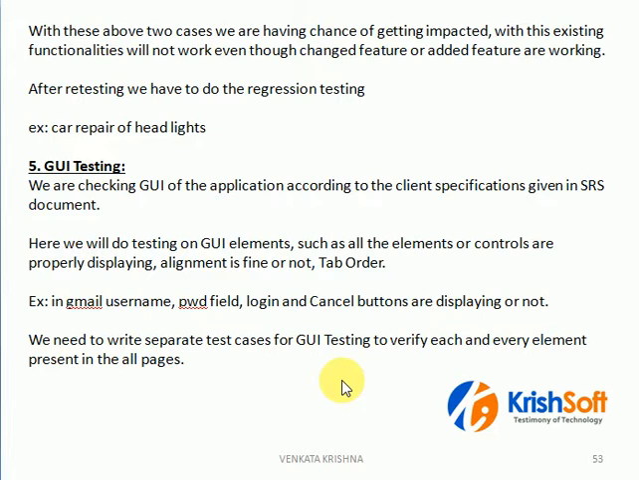Alignment is also very important to the application. If username is on the right side and password is on the left side, how will the user feel? The application will not look good. So that is the reason we need to cross-check the alignment of the application along with the existence of the elements and the tab order. If the first tab goes to the last element and the next tab goes to the first element, then that is also a bug. So these things we need to verify as part of GUI testing.